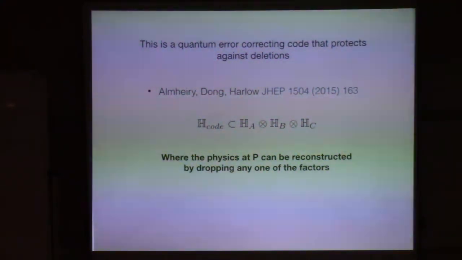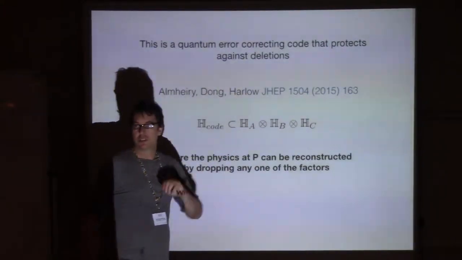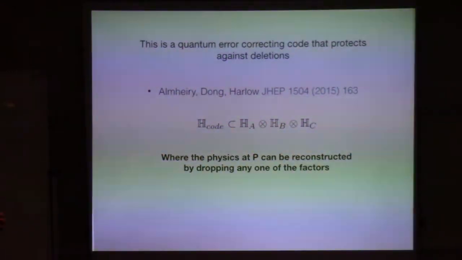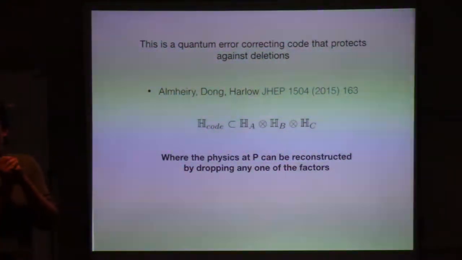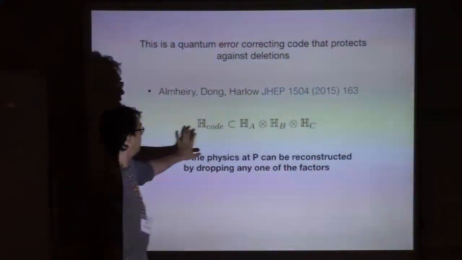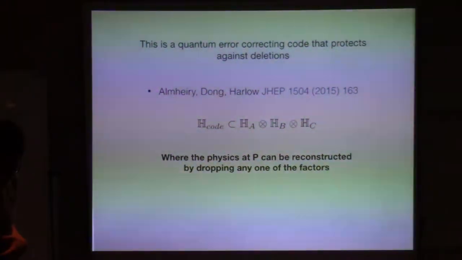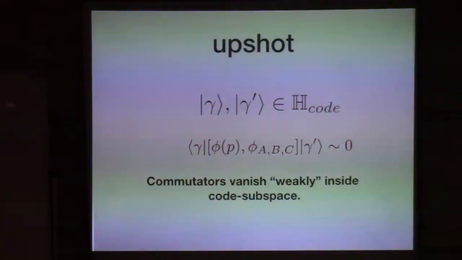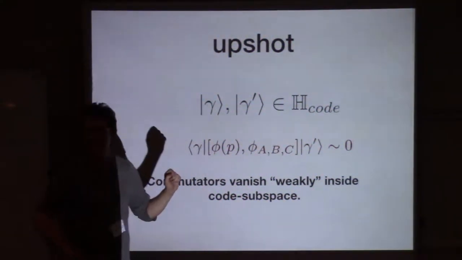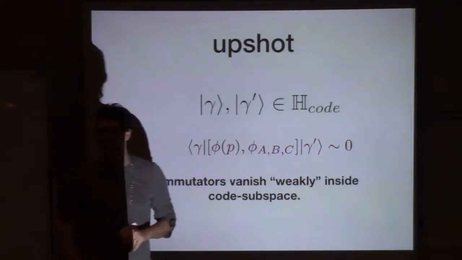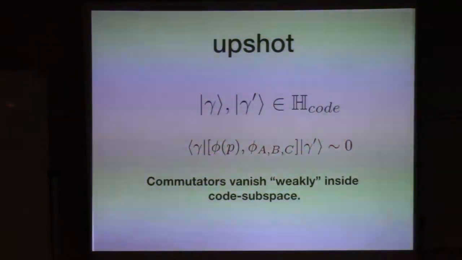That's exactly the point. In the subspace, the code space will belong to the tensor product A, B, C. Okay? And the physics of B can be reconstructed by dropping any one of the factors. So there's a subspace of the Hilbert space where I can define operators that act just on this H code, that can be solved as operators that act on two factors here or on two factors here or on two factors in any one of them. So the upshot is that if you have two elements of the code Hilbert space, then by using different representations of P, and by using the matrix elements of phi ABC inside the code space, properly projected, then these commutators are weakly zero in the sense that they're only true inside matrix elements of the subspace of the Hilbert space. Okay?